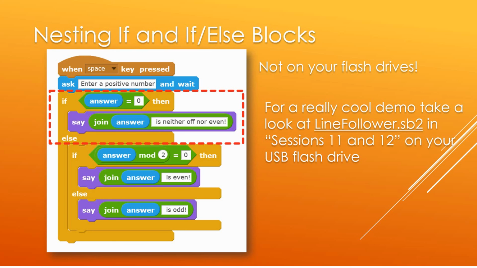There's another really cool example on your flash drives in your session 11 and 12 folder. It's called the line follower program, and it uses the if-then else and if-then blocks that we've been looking at so far to get a cat to follow a line. Now the program has a line included, but you can actually go and edit it and change the line and it will still follow that line. I really encourage you to go and have a look at that.